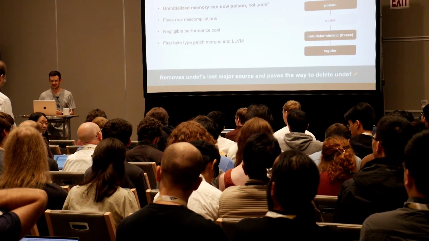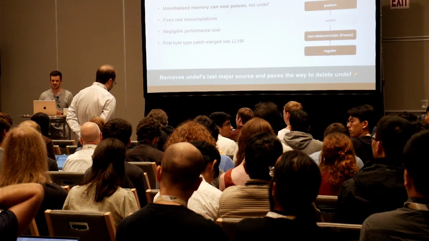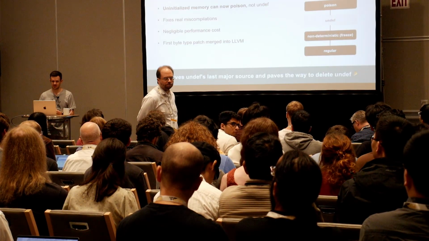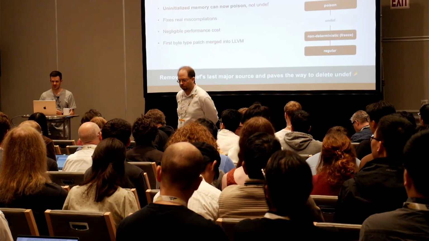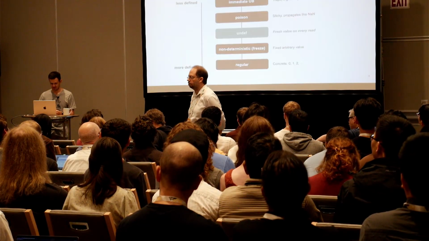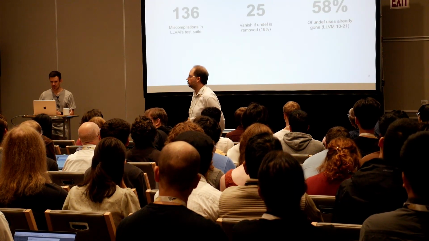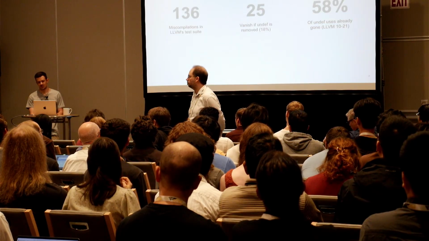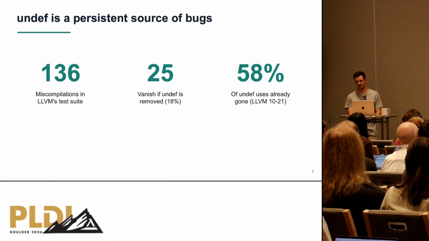Hi, thanks for the talk. If I remember correctly from the beginning, you said that removing undef would fix about, what was it, 18% of miscompilations from the test suite, whereas at the end you say that with your changes, about 11% of miscompilations are fixed. Yes. So what about the other ones?